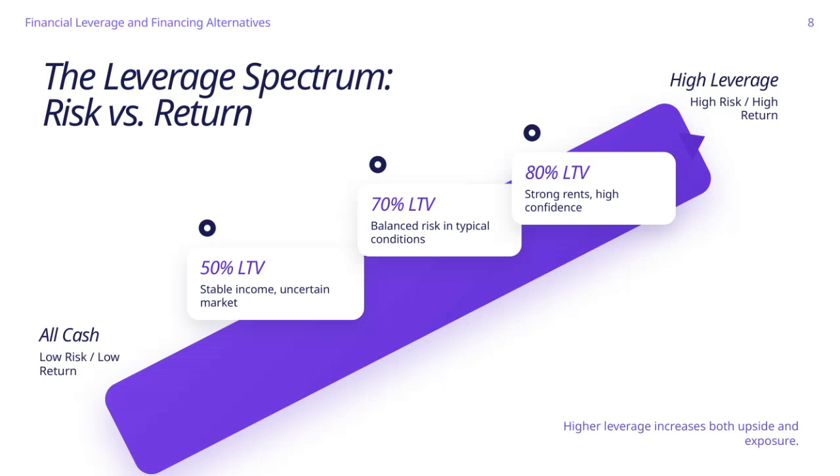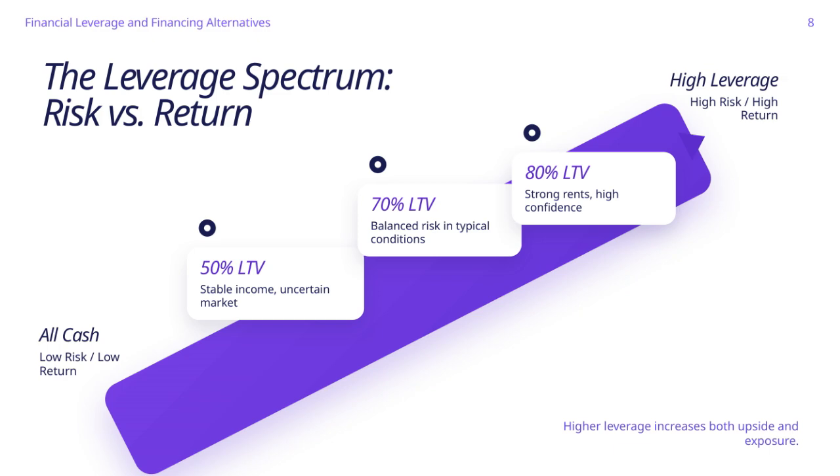Here we see the leverage spectrum, which illustrates the relationship between risk and return when it comes to financial leverage and financing options. On one end, you have all cash investments, representing low risk and low return because there's no debt involved. Moving along the spectrum, lower loan-to-value ratios, like 50%, indicate stable income but with some market uncertainty.